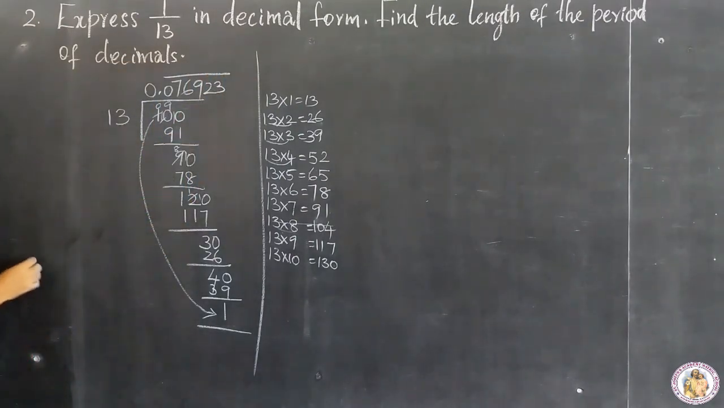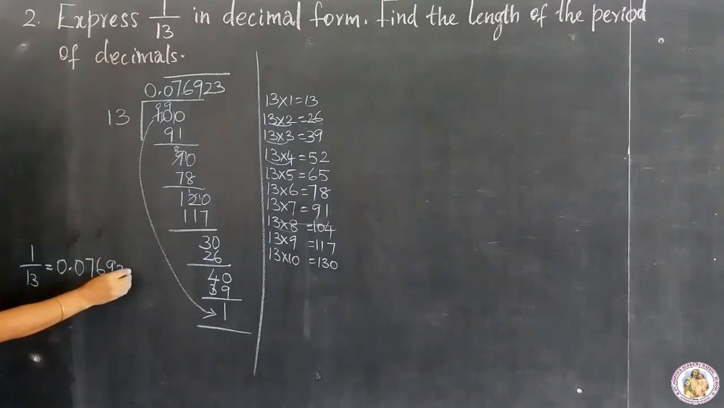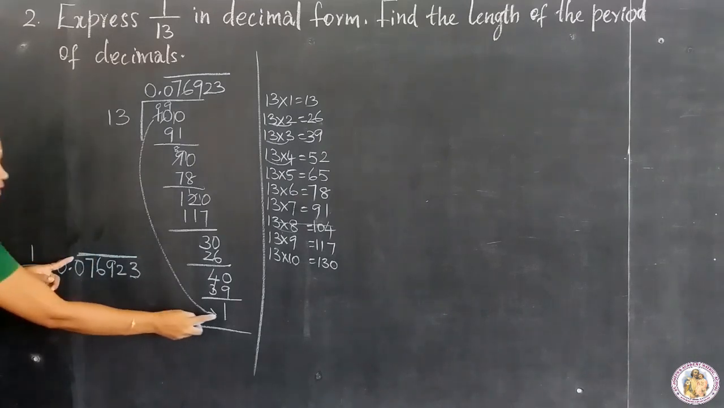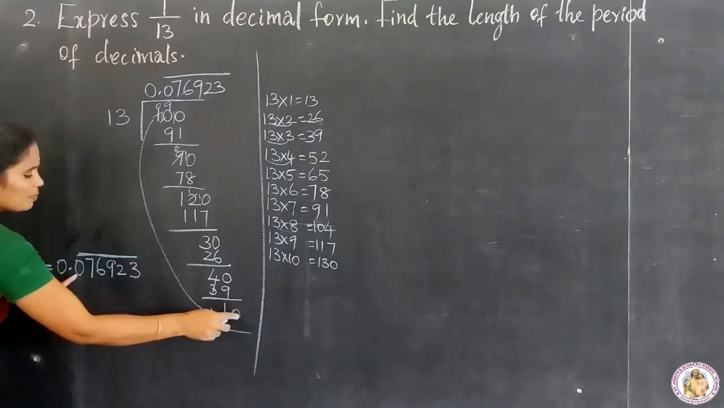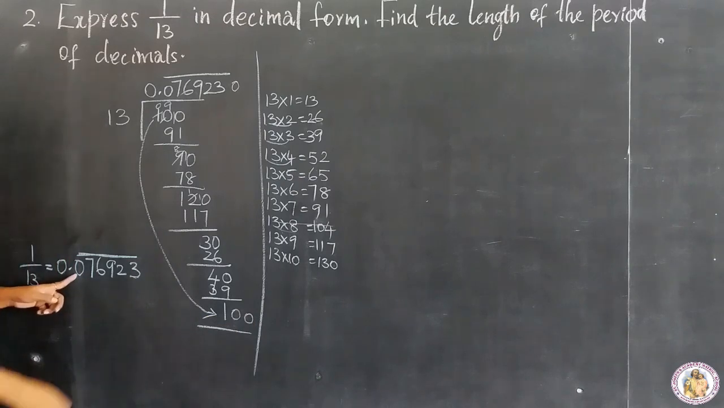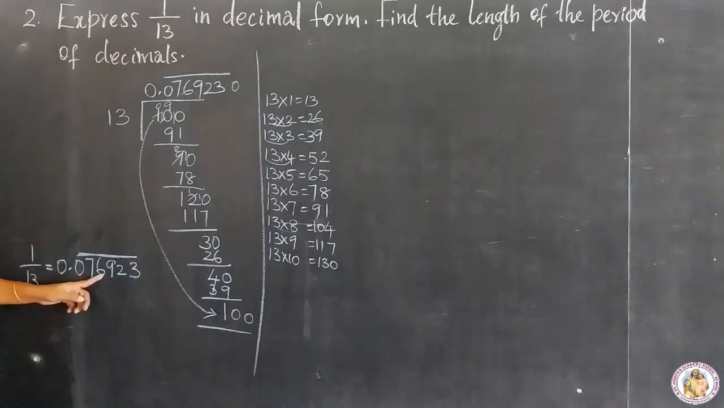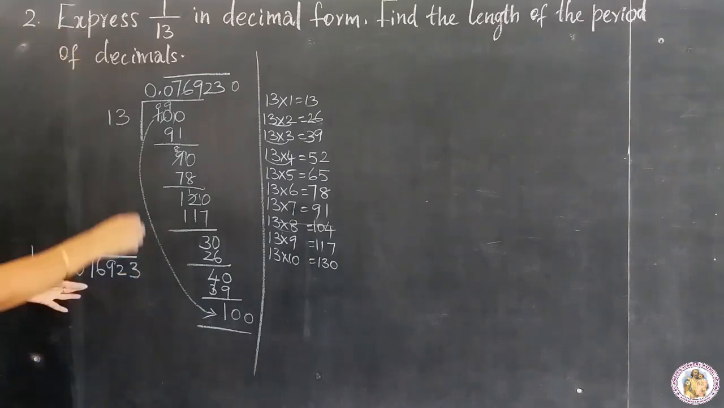So it repeats. 1 by 13 is equal to 0.07692. So if you continue with 1, we will start with 0. So if you put 0, again we have 0, then only we will add one more 0 and we will continue the same way. So 0.076923. After expressing in a decimal form, we have one more question.